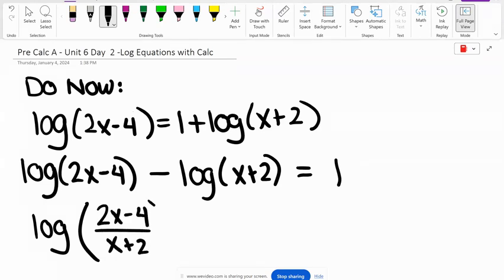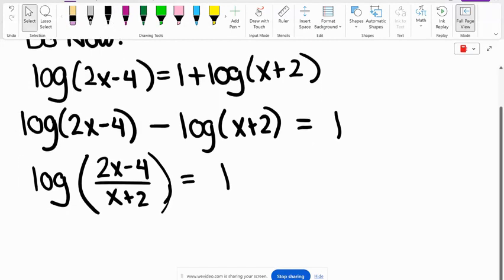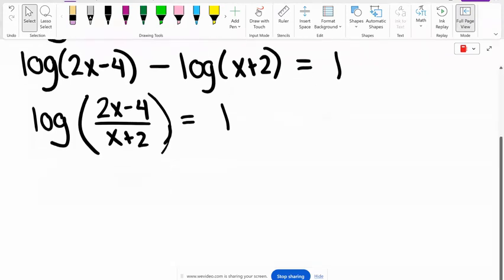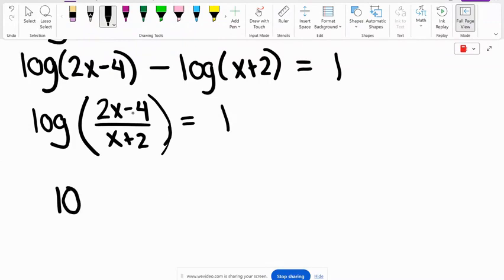Now, I can pull out a GCF of 2 in the numerator, but will that help me simplify anything? No, because it's not going to help me simplify anything, I'm not going to do that. This is going to equal 1. So now we have 1 log with its one argument is equal to a whole number. So now we're going to change it back into exponential. So we're going to have 10 to the first power is equal to 2x minus 4 over x plus 2.